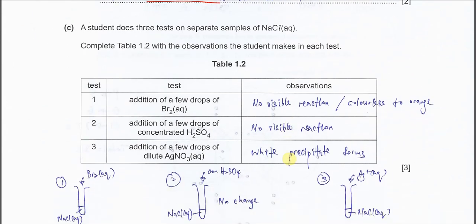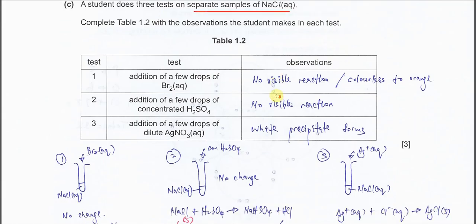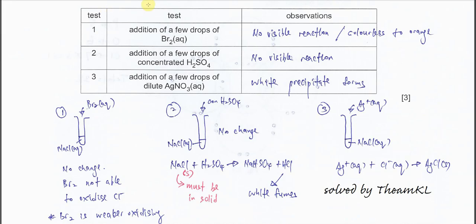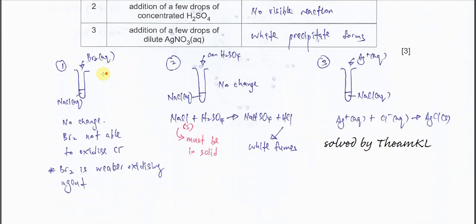For part C, we have 3 separate samples of the sodium chloride solution and 3 tests for these solutions. You need to give observations. It's better to show you this. Okay, the first test is to add bromine to the sodium chloride solution.